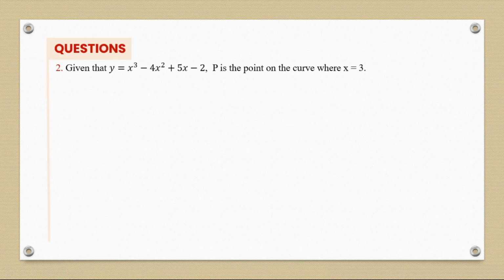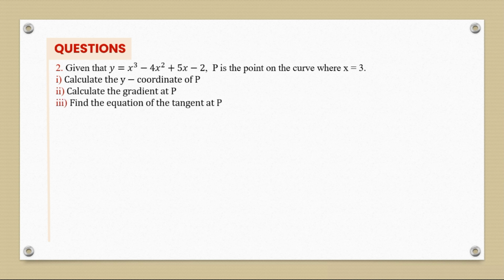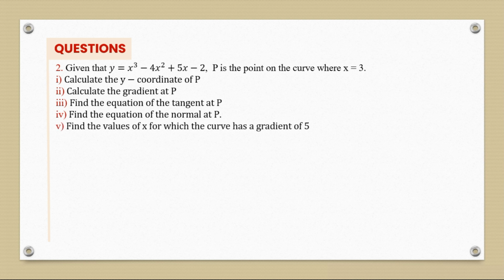So question number 2. We're being told that given that y is equal to x cubed - 4x squared + 5x - 2, P is the point on the curve where x is equal to 3. Calculate the y coordinate of P, that's part 1. Part 2, calculate the gradient at P. And then part 3, find the equation of the tangent at P. Then we've also been given part 4, to find the equation of the normal at P. Part 5, find the values of x for which the curve has a gradient of 5.